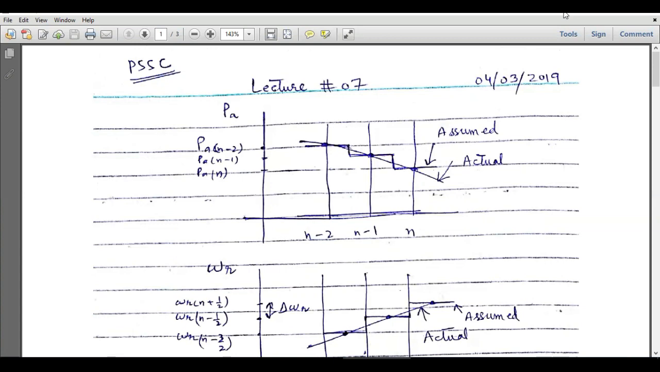This lecture is part of the Power System Operation and Control course. And in this lecture, I will discuss the step-by-step or point-by-point solution of the swing equation.